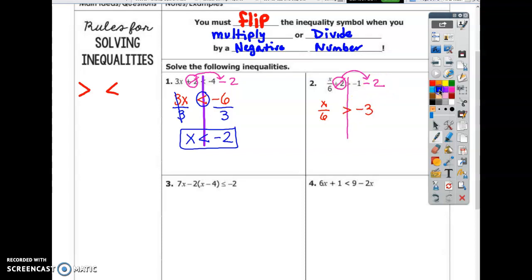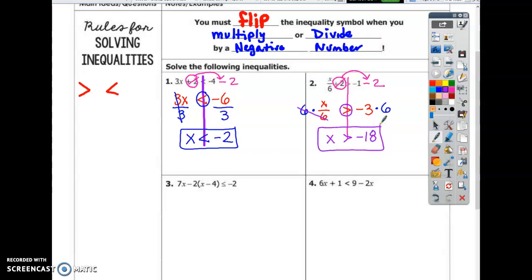Okay, good. Now, this x is divided by 6. How do I get rid of the 6? What's the opposite of division? Multiply. Lo opuesto de dividir es multiply. So multiply both sides by a +6. Okay, I'm multiplying or dividing by a positive number, so the symbol does not change. It stays the same. X greater than -3 times 6, -18.